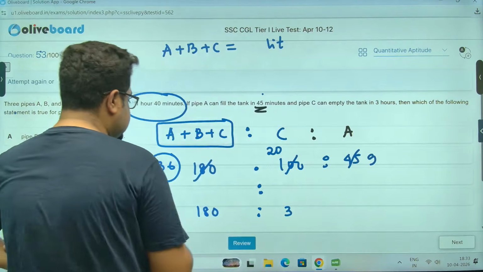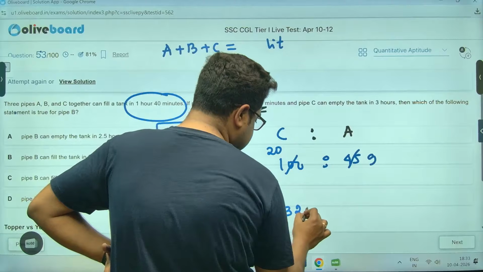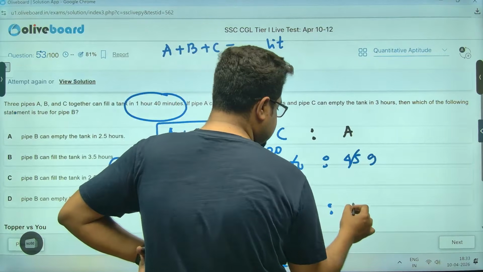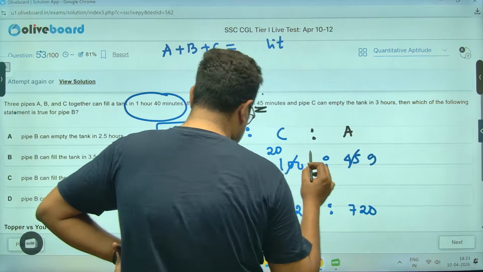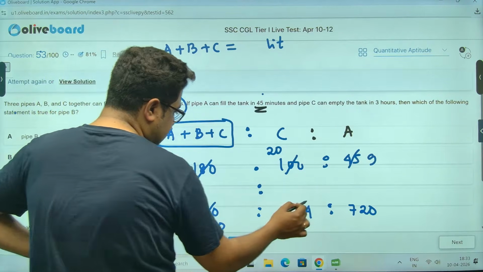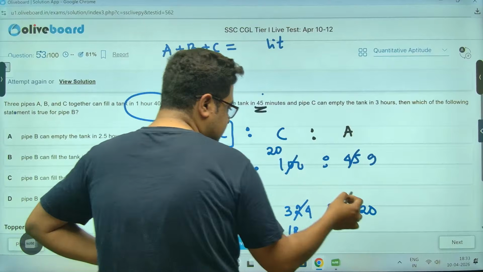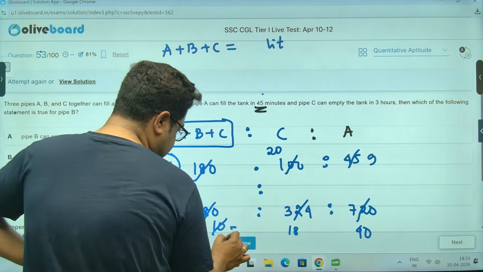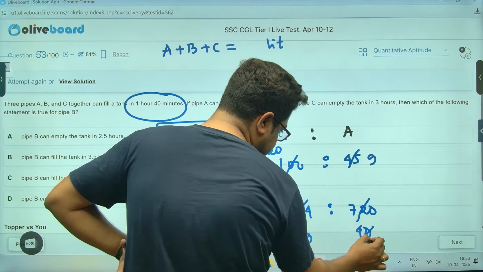This will be 360 minus 36, which is 324. Multiply the other two for 9. So 36 twos are 720, sir. Again, let's calculate whatever we can. 18 tens, 18 18s are this, 18 40s are this. So again, 2 5s, 2 9s, 2 20s.